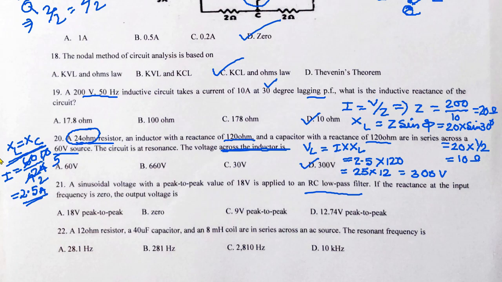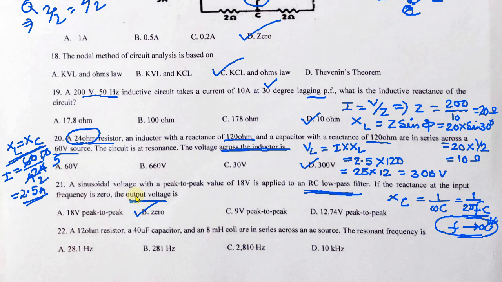If the reactance at the input frequency is 0, what is the output voltage? Reactance at the input frequency is 0. As we know, only when the input frequency is infinite can the capacitive reactance XC, which is 1 by omega C or 1 by 2 pi FC, be 0. When F is infinite, that means the frequency is very high, and it is said to be a low pass filter, meaning it will not allow a high frequency signal. The signal is of high frequency, so the output voltage will be 0. So option B here is the correct answer.